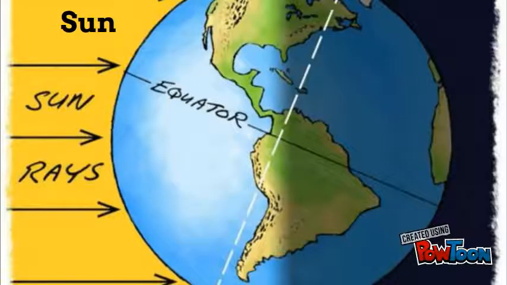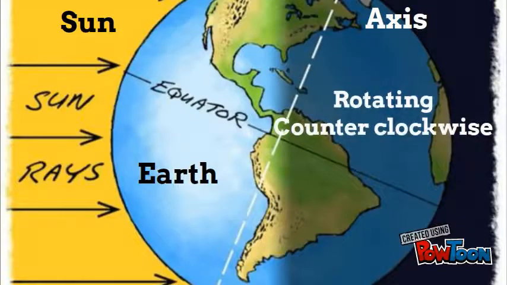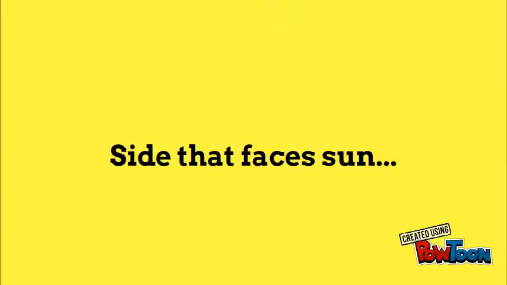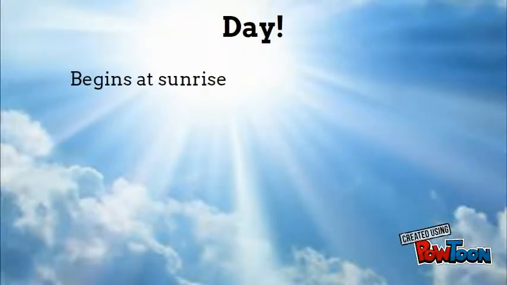Well, the sun is round just like that globe, and one side of it is always facing the sun. The Earth also has an axis, which is this imaginary line that's kind of at a tilt that runs right through the center of the Earth. And the Earth is constantly rotating counterclockwise along that axis. That means there's always one side of the Earth that's facing the sun, and for that side, it's daytime.